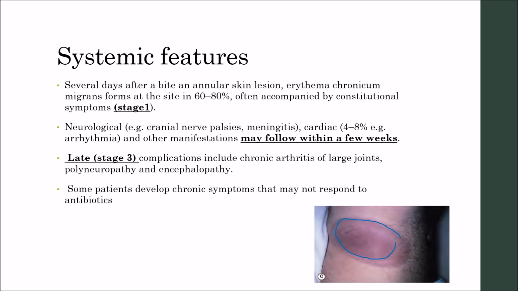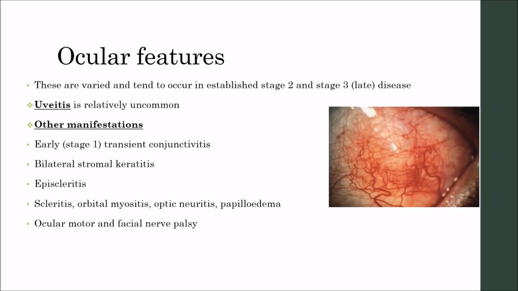Systemic features are followed by, of course, the topic which is relevant to us, the ocular features, which are varied and tend to occur in established stage 2 and stage 3 late disease. Uveitis is relatively uncommon, but it can be anterior, granulomatous or non-granulomatous, intermediate, which is the most common type, or posterior, including multifocal choroiditis, vasculitis, or neuroretinitis.